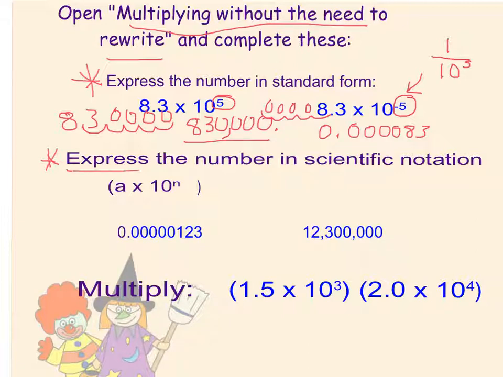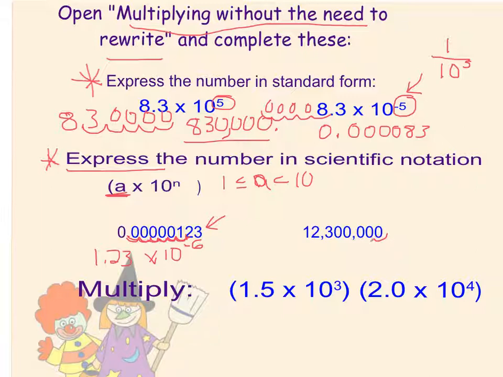All right, next one. Express the number in scientific notation. Remember, this A has to be at least 1, but less than 10. So when you are moving the decimal, you need to stop after you get to a place where there's just one non-zero number before it. So this would be 1.23 times 10 to the, we moved it 1, 2, 3, 4, 5, 6 places, and remember we had a very small number, so the exponent is going to be negative.